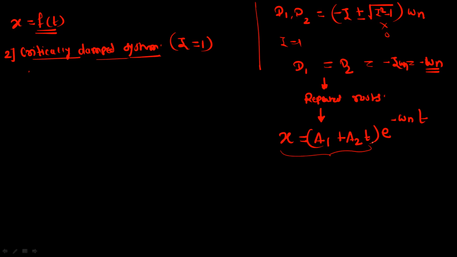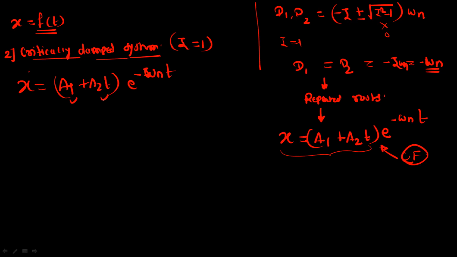So actually this is a complementary function, and there is no particular integral. So the complementary function becomes directly the complete solution. So this is the equation for x for zeta equal to 1: a1 plus a2 t, e raised to minus omega n t. Now from this equation, we should find out the constants a1 and a2, so that we will get the exact equation for x as a function of time.